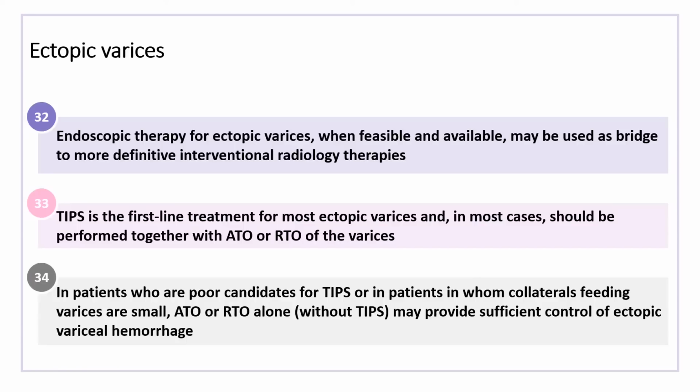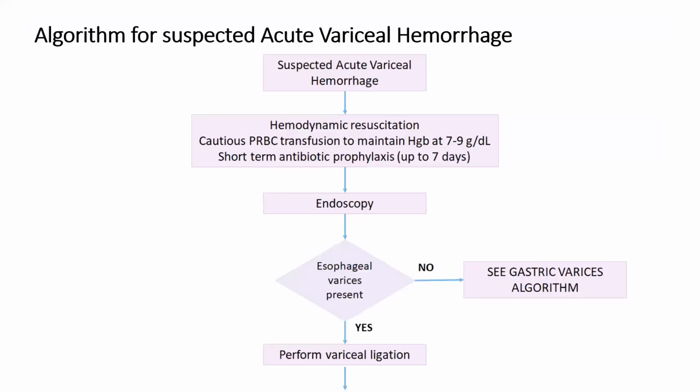So there are some recurring concepts I hope I've been able to put forth. It's that the imaging is important. It is important to look at the flow of the varices, and TIPS may not fix everything, and you might need RTO or ATO. In some patients, TIPS may not be feasible. All you can do is ATO or RTO. Now, to summarize everything, we can go over an algorithm for acute variceal hemorrhage.